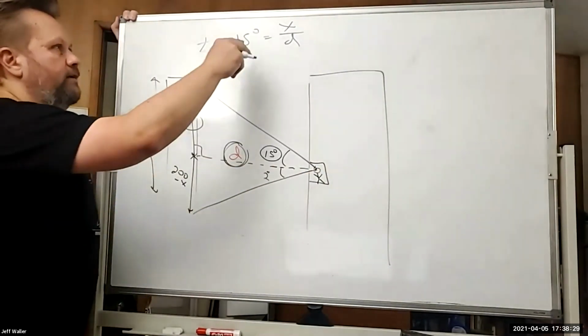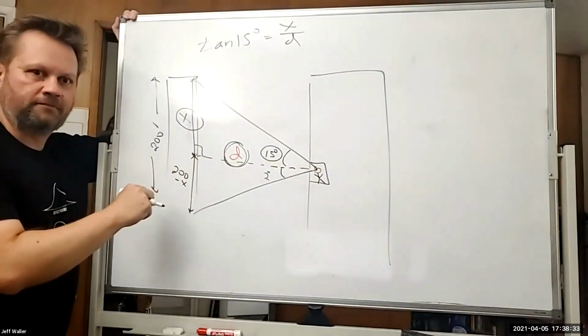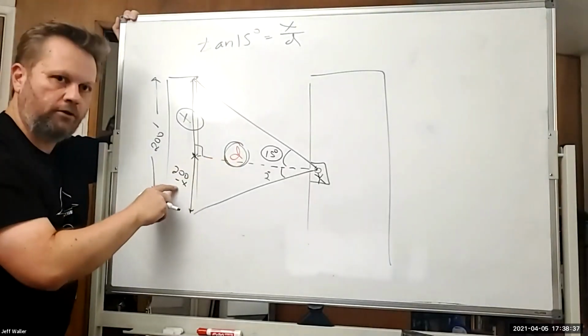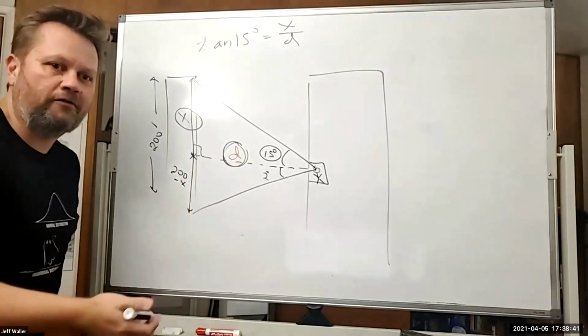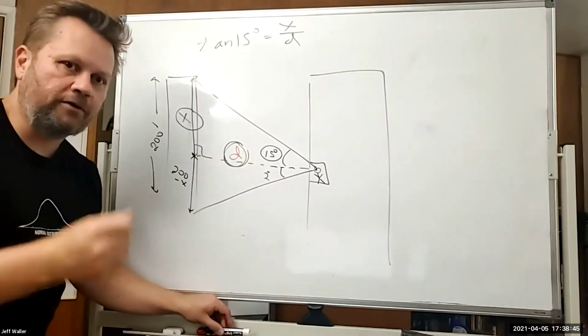Can you write a similar expression for this triangle, relating these two, the side that you want to know something about and the side that you do know something about? Yes. Then you can solve between those two equations, you can solve for D.